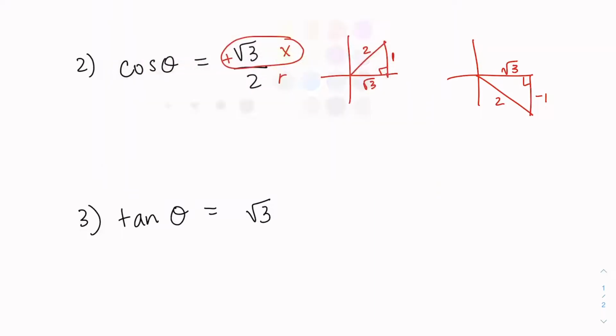So let's label our reference angle. Again, across from the one we have 30 degrees, and our reference angle again is across the one at 30 degrees. So my first answer in quadrant 1 is simply 30, and my second answer will be 330 degrees, since it's in quadrant 4. Converting to radians, I have pi over 6 and 11 pi over 6.